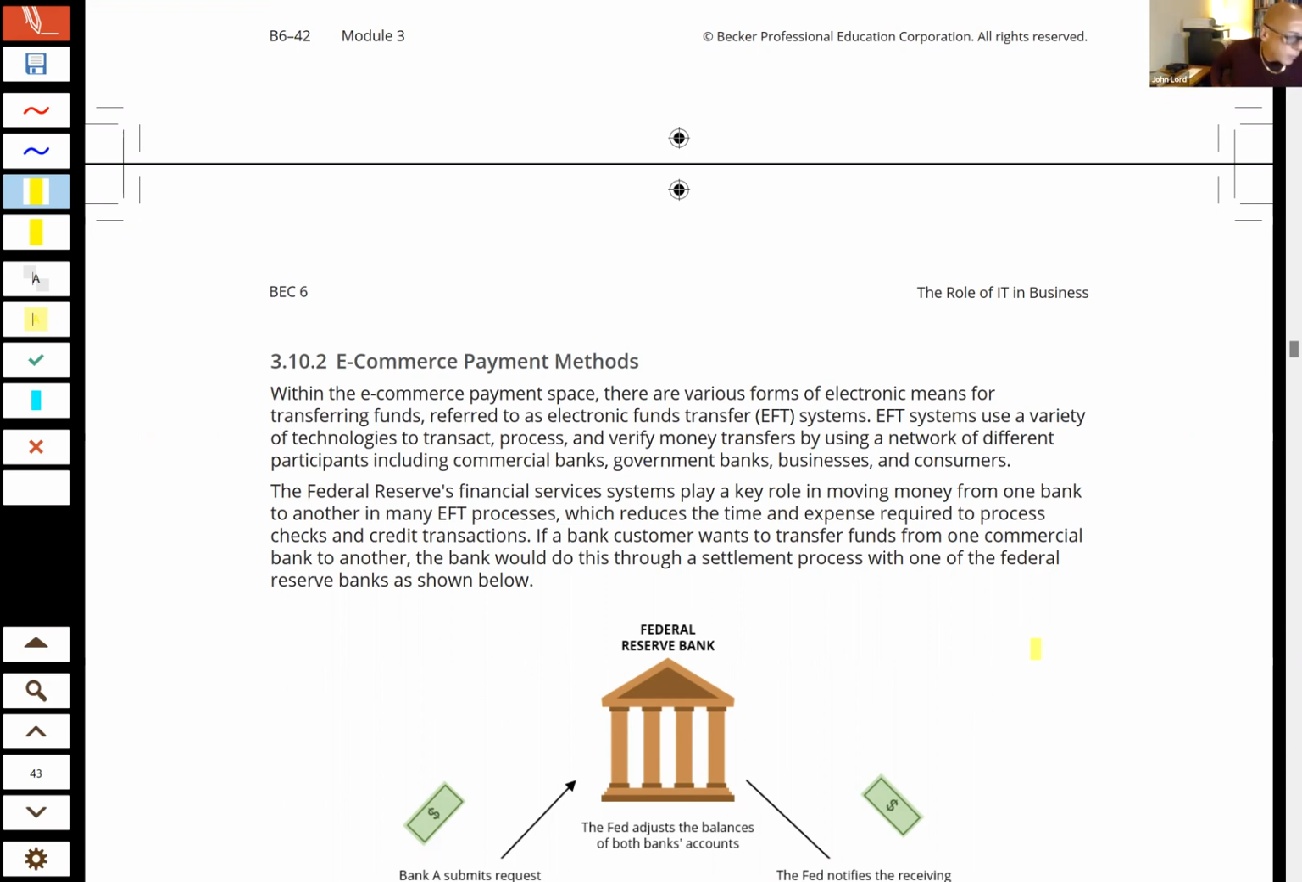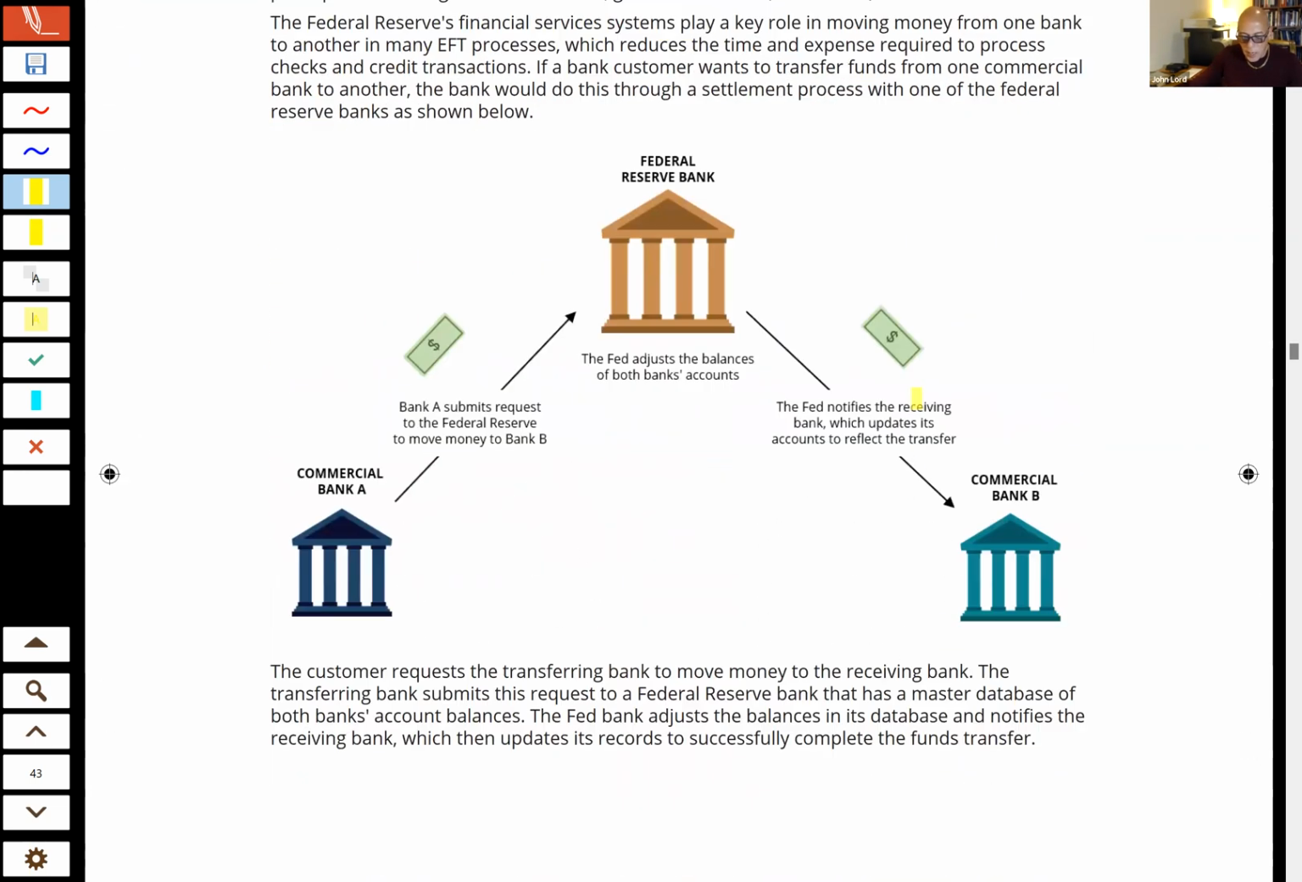Okay, good. Now we come over and we take a look at e-commerce payment methods, and you could have electronic fund transfer. I'm sure you're aware of that. If you buy a house or something, you can have the money sent directly from your bank to the seller's bank, right? Okay, electronic funds transfer.